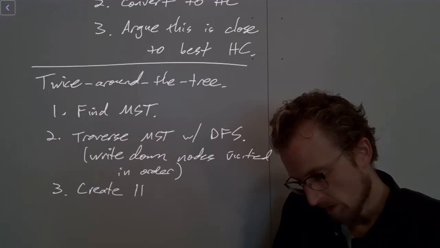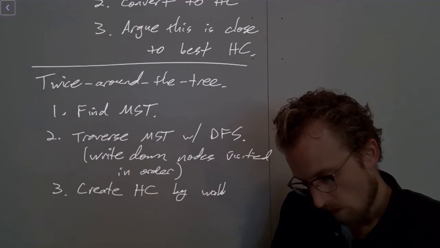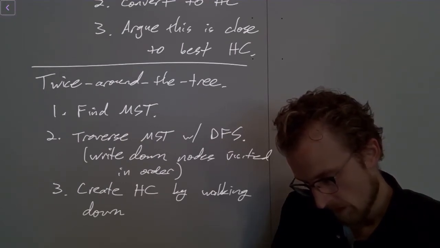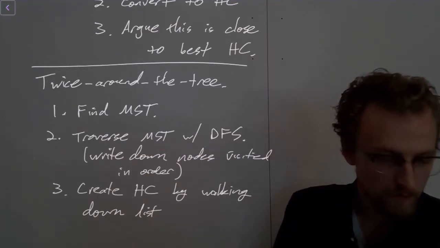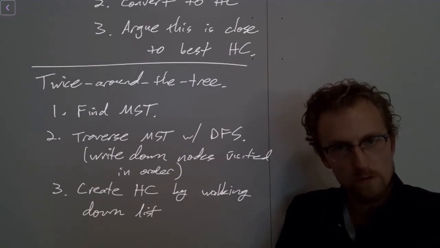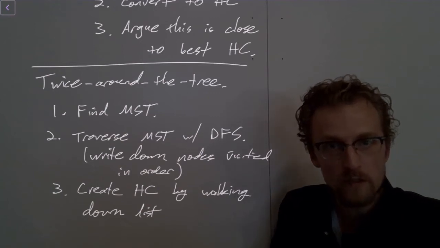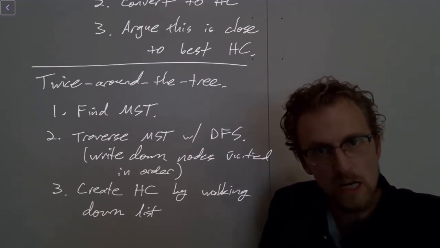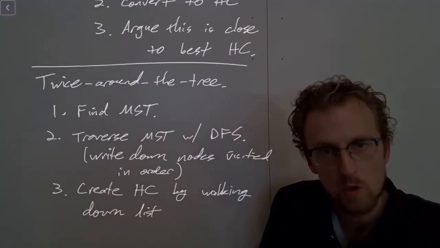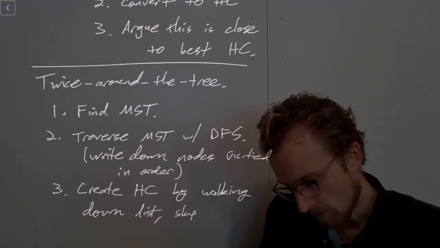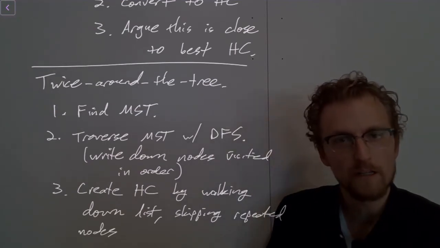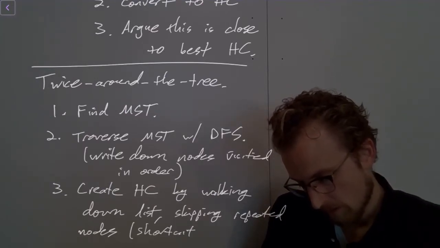So we create a Hamiltonian circuit by walking down the list, the list that was generated by the DFS, and then just skipping repeated vertices. You could also rephrase this by saying the DFS will backtrack occasionally. It'll jump back to nodes after it finds the end of a chain, and so when the DFS backtracks, just create a shortcut to generate your Hamiltonian circuit. Walking down the list, skipping repeated nodes, or shortcutting the backtracks.